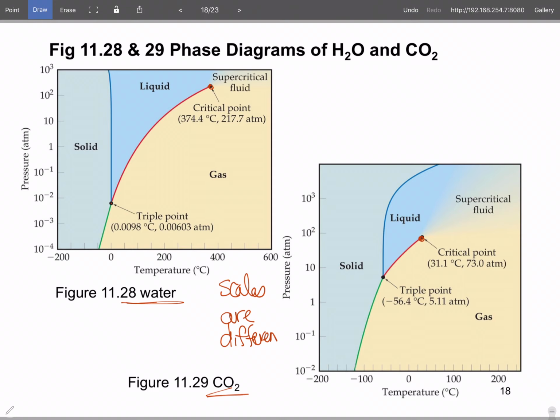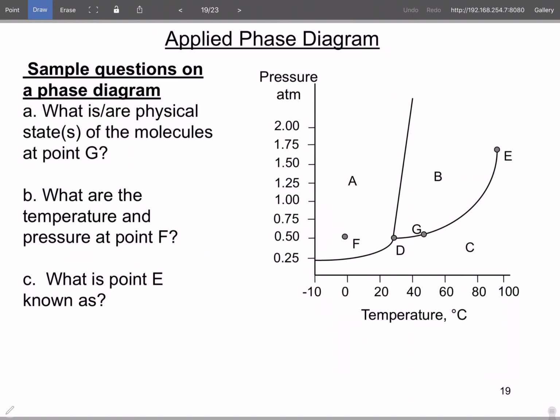To me, these are fun and simple and easy to use. So, for example, if we're working a problem here, what is the physical state of the molecules at point G? Well, the first thing we have to do is look at it.